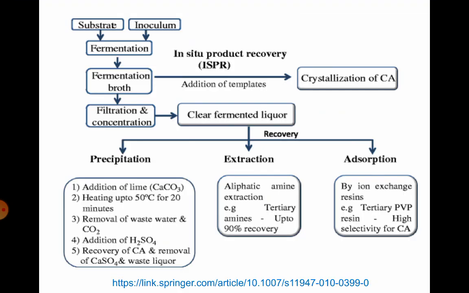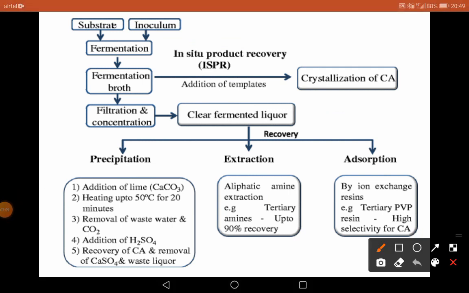This is again another way of representation of citric acid production. We put the substrate, the raw material like molasses, and the inoculum Aspergillus niger into the fermenter, and then we allow the fermentation process to happen, and after this, filtration and the clear fermented liquor, the recovery can be by precipitation, and this is the extraction step, and this is by ion exchange chromatography, for the purification.